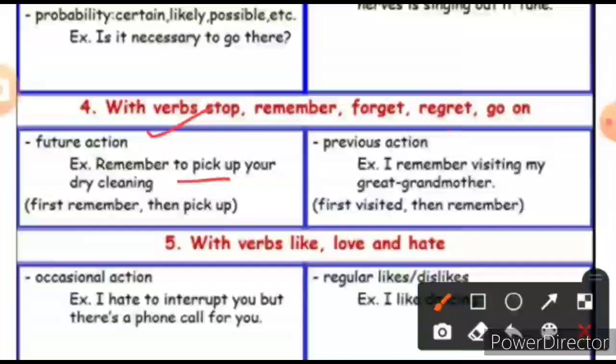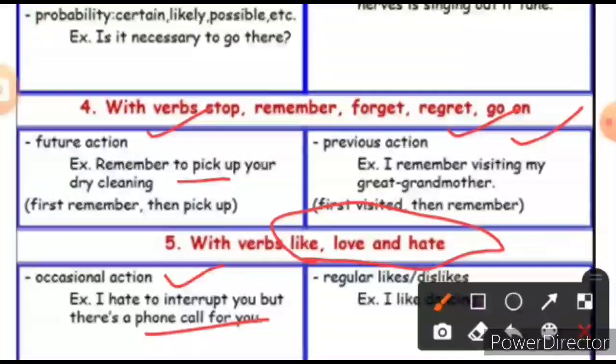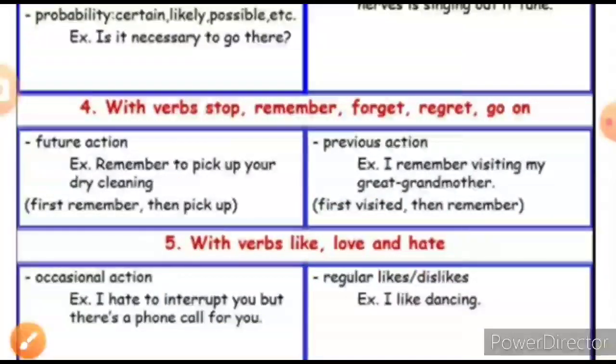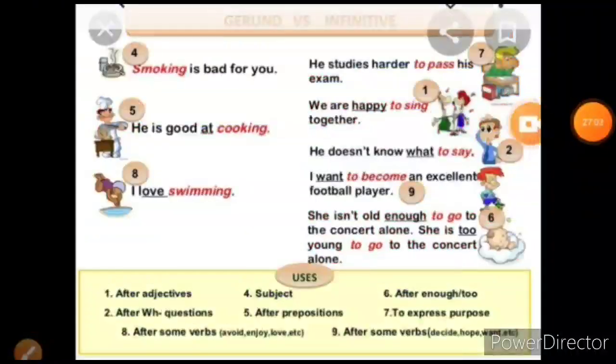Then with verbs like love, hate, ये जो हैं इसमें है कि occasional actions हैं. I hate to interrupt, then you are going to use what? You are going to use infinitives. And if you are using regular likes or dislikes, then automatically you are going to use it as a gerund over here. Okay.